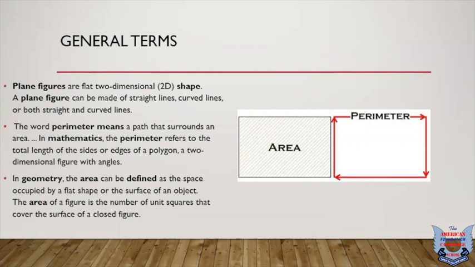Okay, moving on. The word perimeter means a path that surrounds an area. In mathematics, the perimeter refers to the total length of sides or edges of a polygon. A polygon can be a figure with 3 or more corners. Area is defined as the space occupied by that object. So you can see in the diagrams what area and what perimeter means.